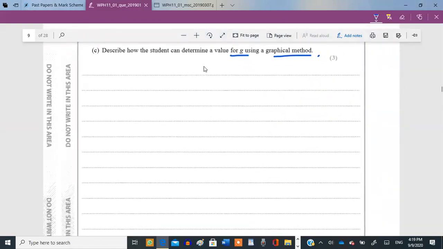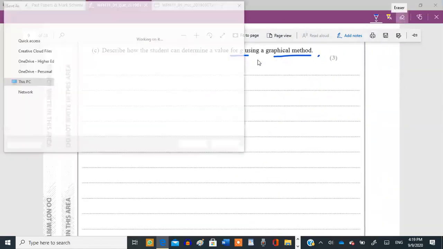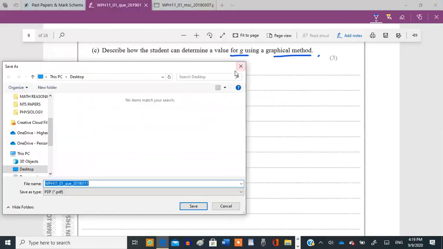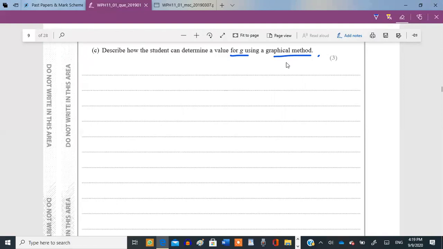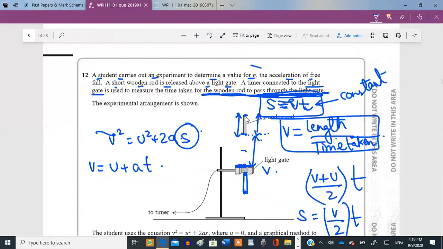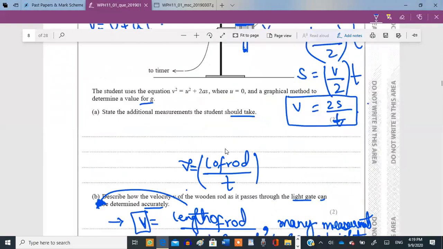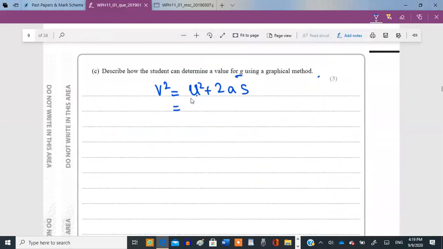Then describe how the student can determine a value for g using the graphical method. So using the graphical method, how can we determine the value for g using the formula v squared equals u squared plus 2as? Is u zero? Yes, it is zero because it's dropped from here. And this entire length has also been measured in the beginning. That length is actually this displacement over here. u is 0, so it becomes v squared equals 2as.